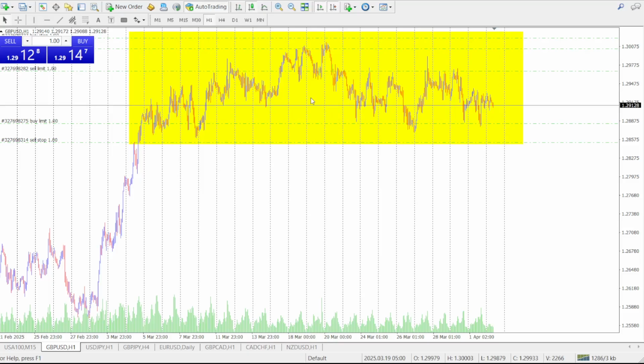Once you've identified the current market structure, the next thing is to determine your grid spacing. This is the distance between each order. Wider spacing works for volatile markets. That is the spacing between your orders. It works for volatile markets, while tighter spacing suits calmer conditions.